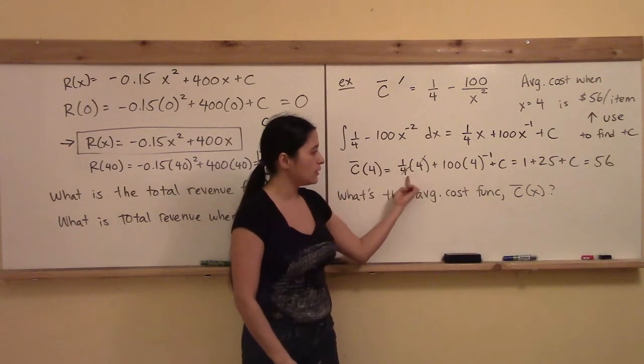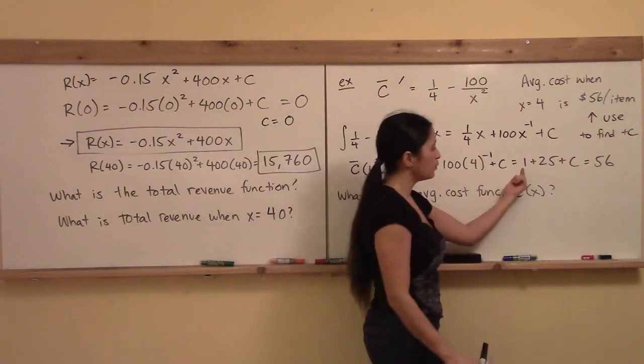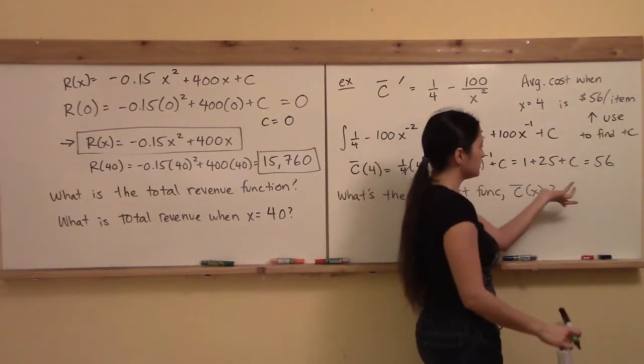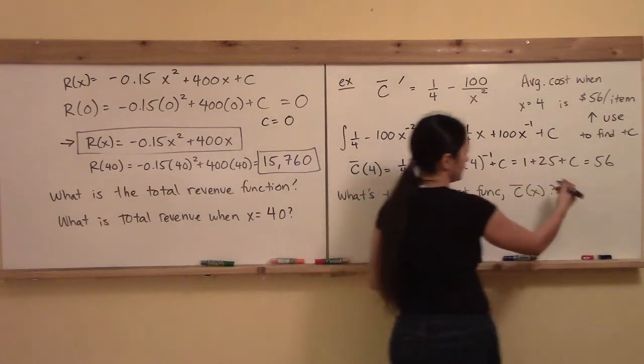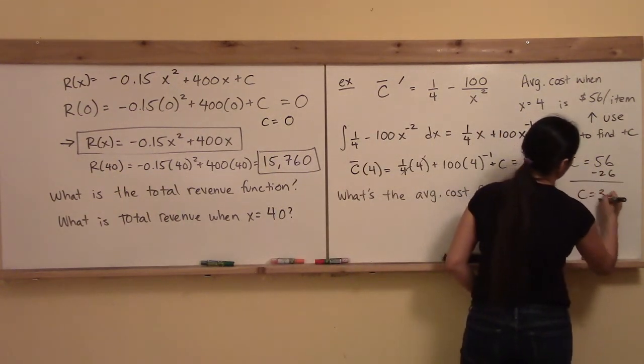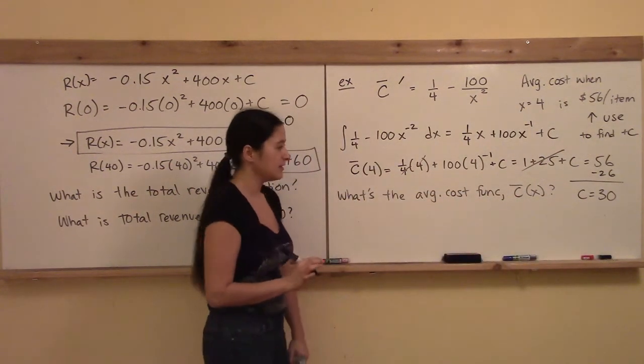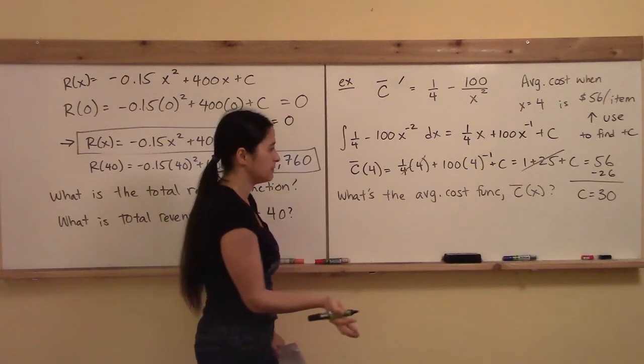So that's the 1. This term right here turns out to be 25. And then 1 plus 25 plus c equals 56. So since this is 26, I'm just going to minus 26 over here. And I'm going to get c equals 30. Now I can answer the question. I can't have any funky plus c's floating around in my answer.